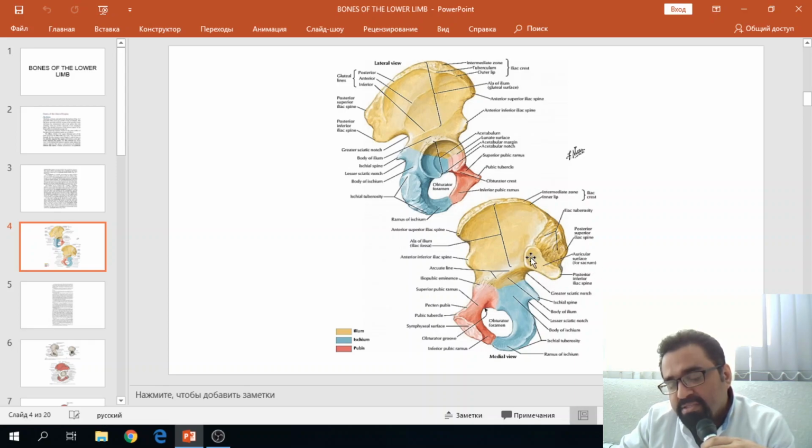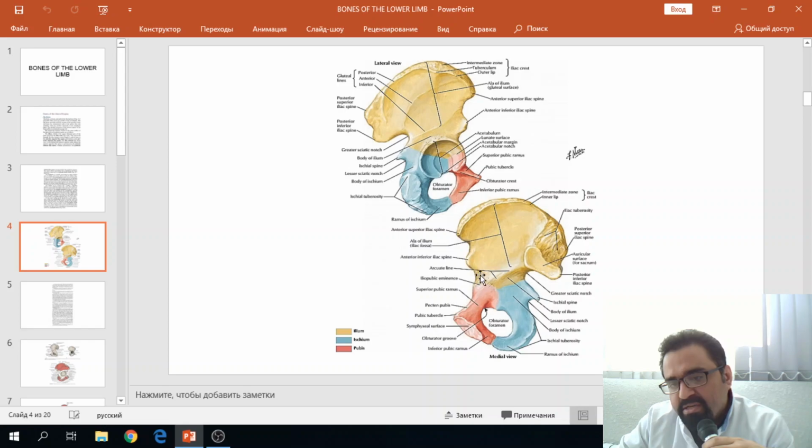Here it combines with the sacrum to form the sacroiliac joint, and above there is a roughened portion which is called the iliac tuberosity. As we can see, there is the posterior superior iliac spine, and then there is the posterior inferior iliac spine, and these are the iliac crest, outer and inner lip of the iliac crest. These are the alae of the ilium.